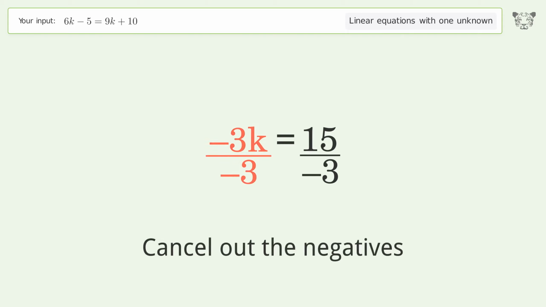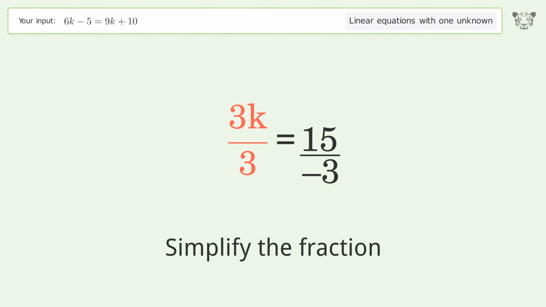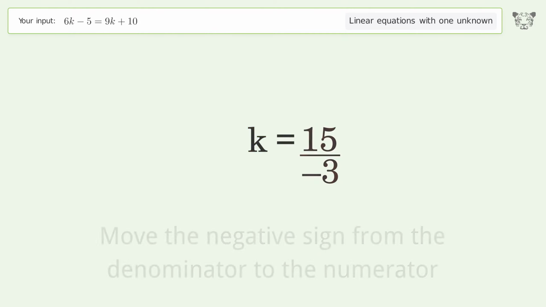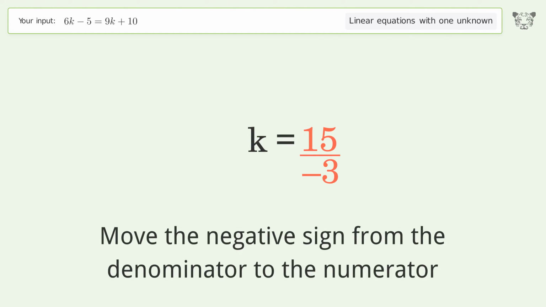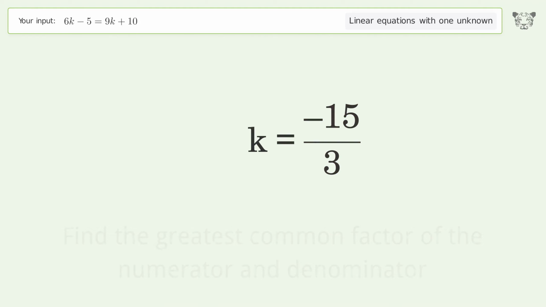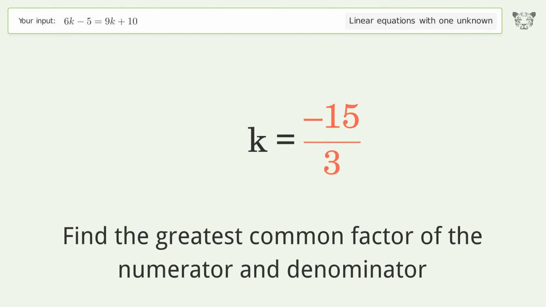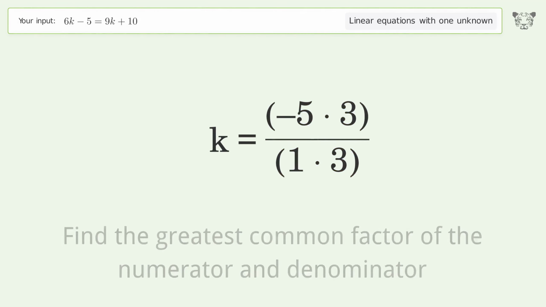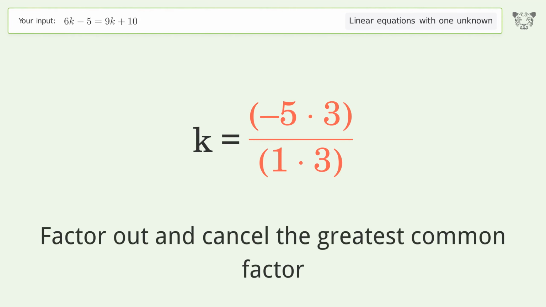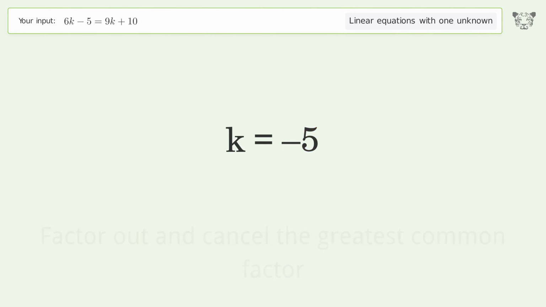Cancel out the negatives. Simplify the fraction. Move the negative sign from the denominator to the numerator. Find the greatest common factor of the numerator and denominator. Factor out and cancel the greatest common factor. And so the final result is k equals -5.